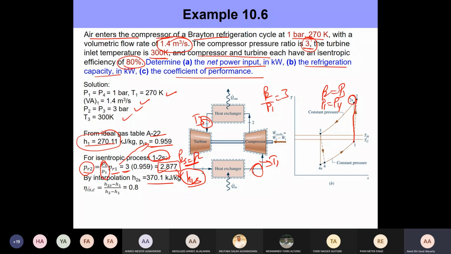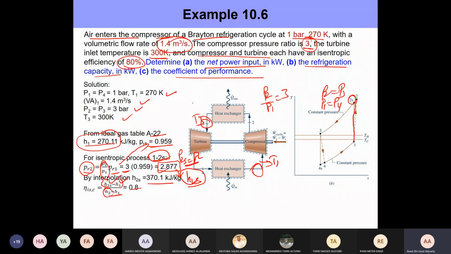So the isentropic efficiency of the compressor is given. It's equal to the isentropic work input divided by the actual work input. Okay, and this value is given as 0.8. So H1 is known, H2S is known. If you want, you can go ahead and determine H2 from here.